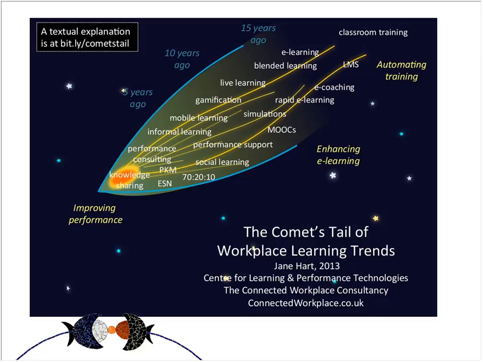And here's this lady again, Jane Hart, who does a lot of learning trends, and she even produced this comet tail of workplace learning trends, saying that classroom training is even more than 15 years ago in her idea of trends, and e-learning and e-coaching is all in here. But she moves towards ways of learning like simulations, MOOCs or gamification, but also adds some informal learning and social learning. Here's the 70-20-10 as well. And then she puts knowledge sharing as improving performance.